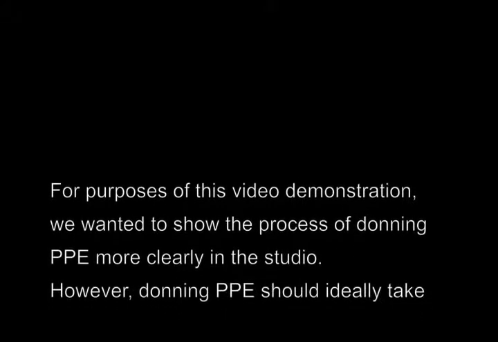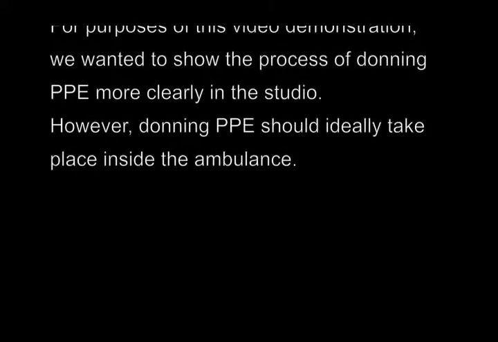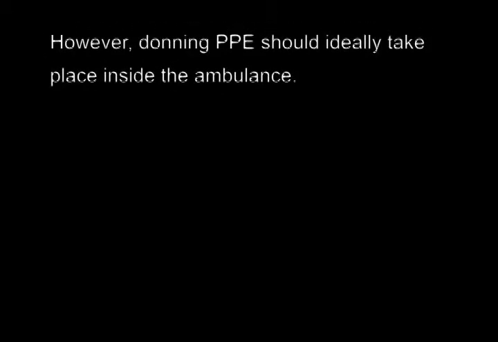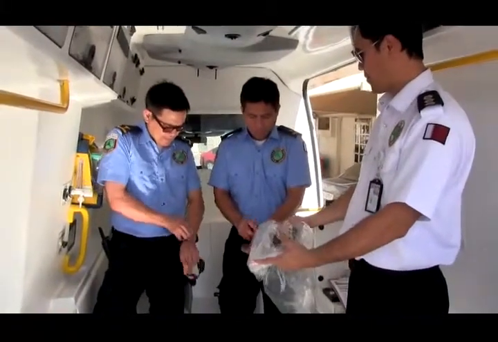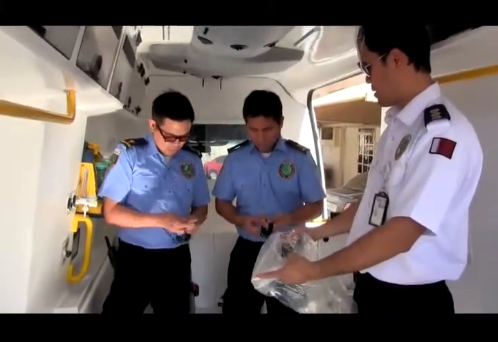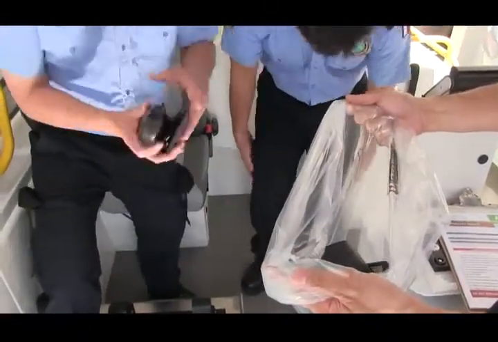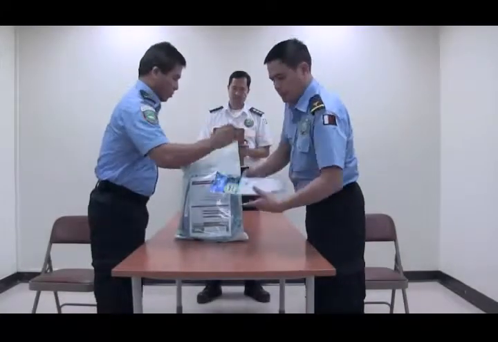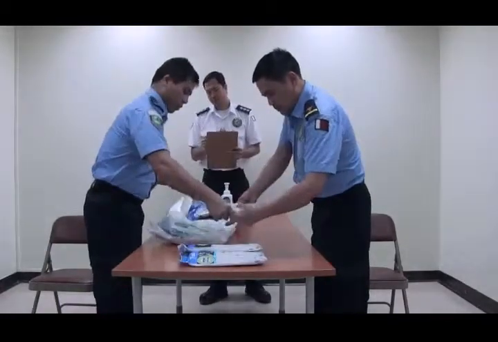For purposes of this video demonstration, we wanted to show the process of donning PPE more clearly in the studio. However, donning PPE should ideally take place inside the ambulance. First, remove all personal items. This includes items such as jewelry, phones, wallets, and pens. Next, inspect our personal protective equipment to make sure we have everything laid out in proper order.